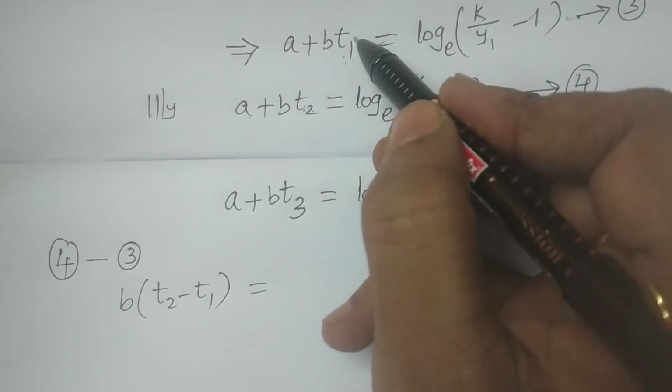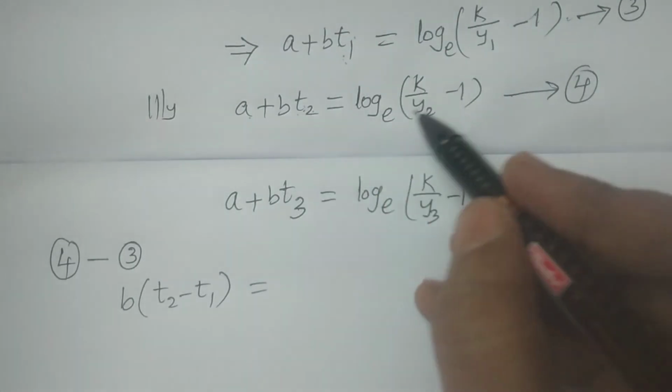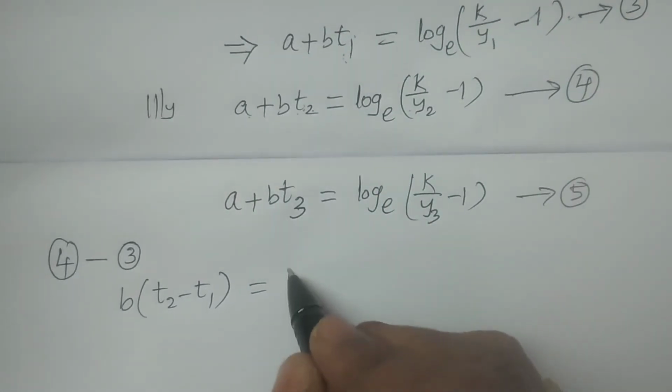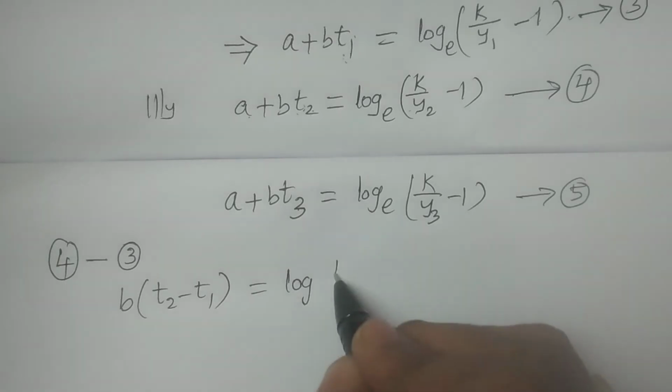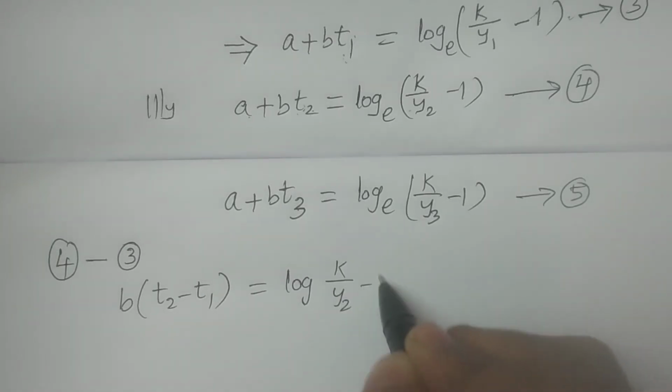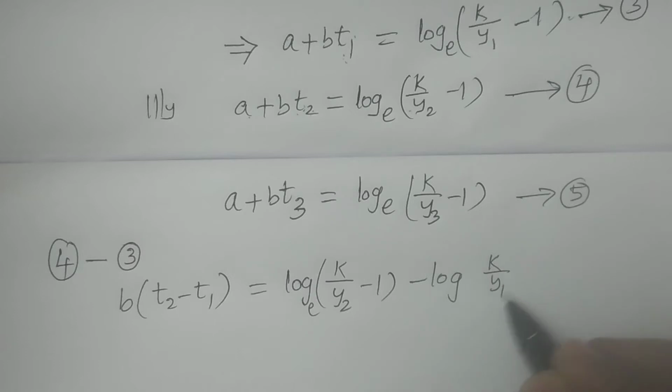bt2 minus bt1, 4 minus 3. So therefore b into t2 minus t1. On the right hand side, we can write the log directly: log to the base e of k by y2 minus 1, minus logarithm to the base e of k by y1 minus 1.